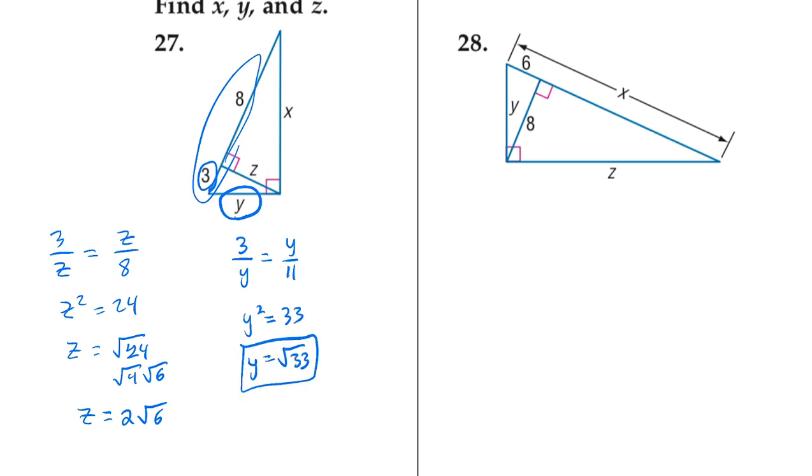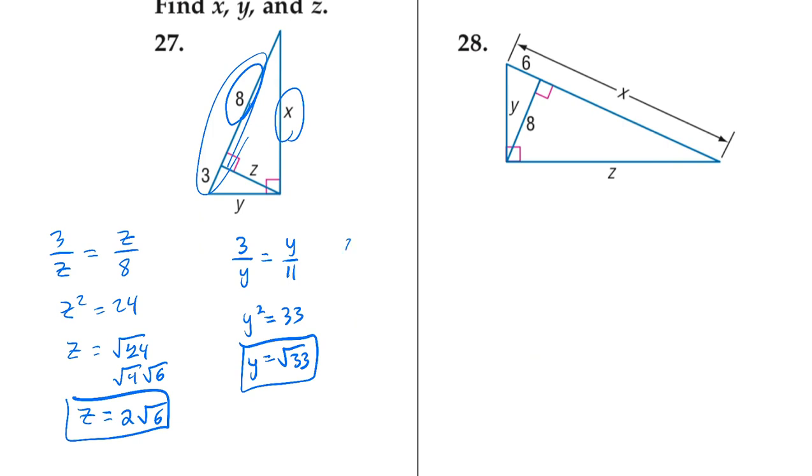And that's as simple as it gets. And then lastly, same thing, but on the other side. So x, the leg of the big triangle, is the geometric mean of the piece to the whole. So we get 8 is to x as x is to 11. So x squared equals 88. X equals root 88. This one does have a way to simplify.